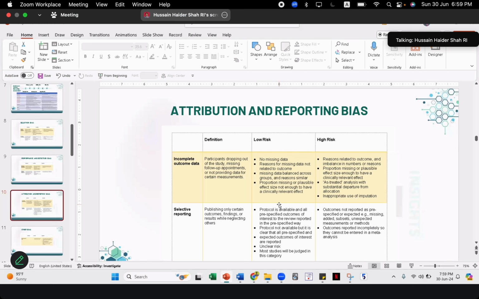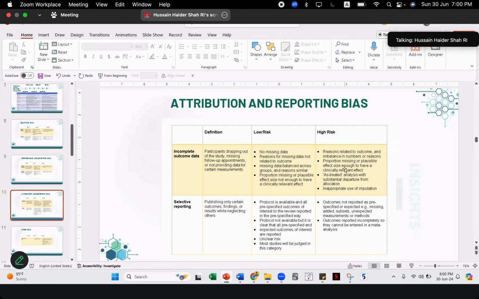Again, if the missing data has no relevant clinical or plausible effect on the study, it will be low risk. Again, you can take pictures of these slides because you will find exact statements like these in the randomized control trials.